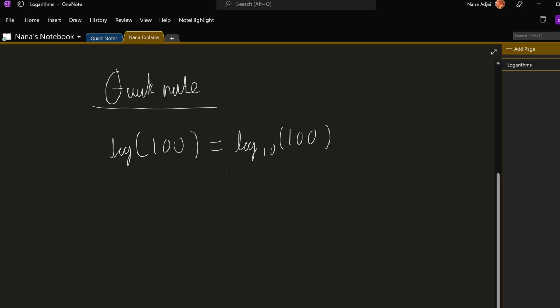I think it's because we use base 10 the most. So they thought that defaulting to base 10 will make the most sense. But it's just something that you have to accept as something that happens in maths. And by the way, the answer to this is also 2, because we're saying what power of 10 do we need to make 100? We need 10 to the power of 2 to make 100.